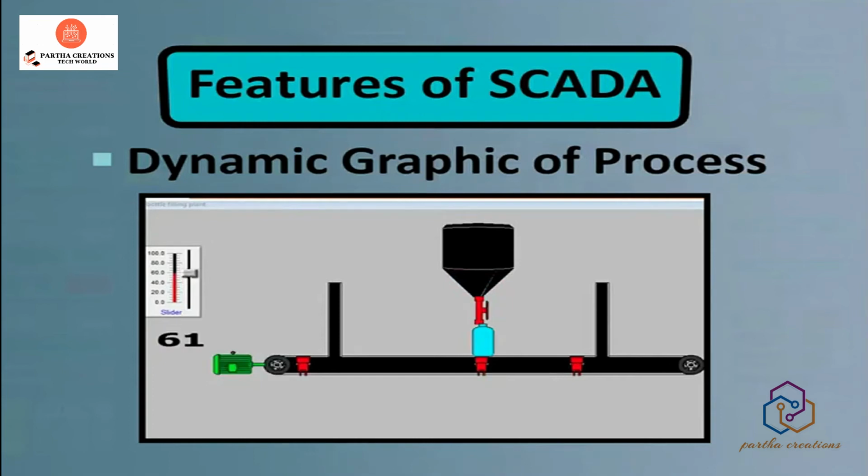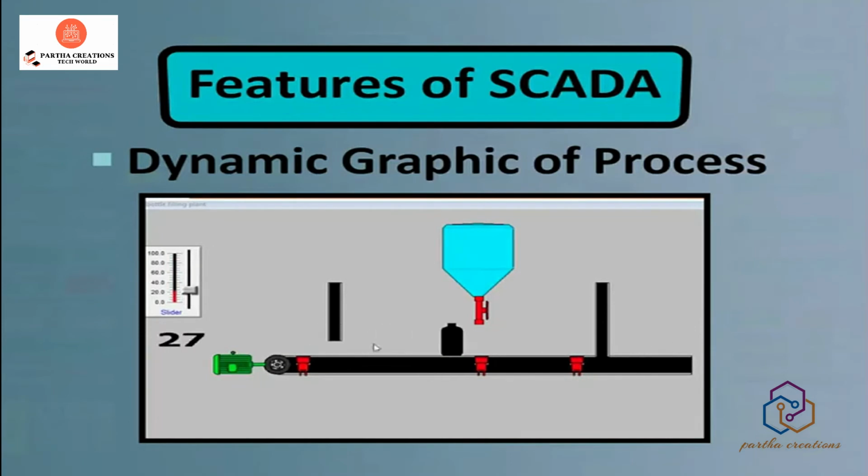There would be a conveyor belt system where your bottles would be moving. The bottles would be getting filled. Okay? Now, there would be a tank that is filling the bottles. That tank would be emptying slowly as it is filling the bottles, one by one. All these processes can be seen live in SCADA.